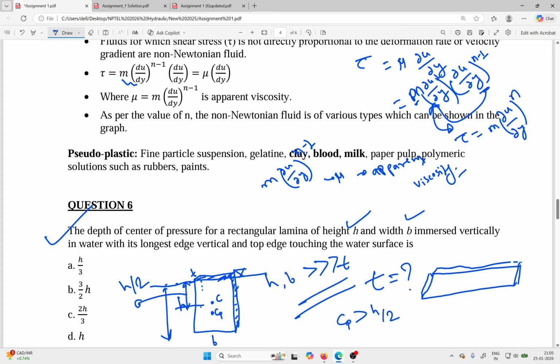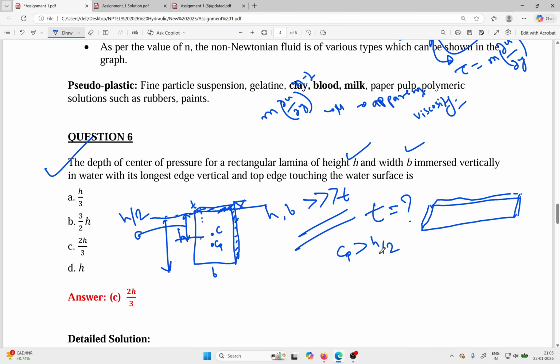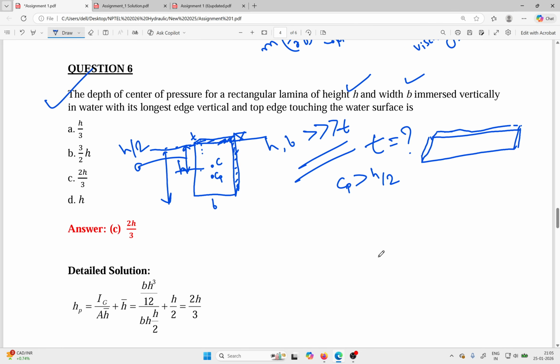But what will be the exact value? You can pause the video and try to solve it first, before seeing the solution. Remember, please, such a question you can expect in your GATE examination or engineering services examination for 1 mark, 2 marks. Okay, so I'll show you the solution. It will be 2h by 3.